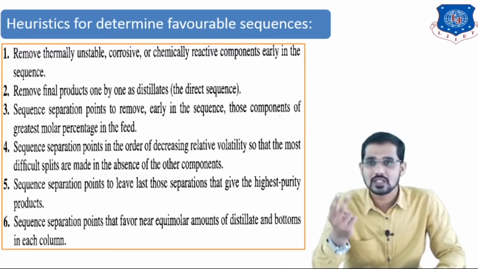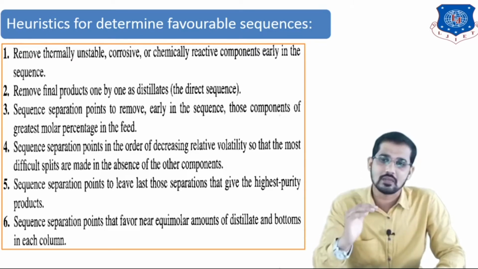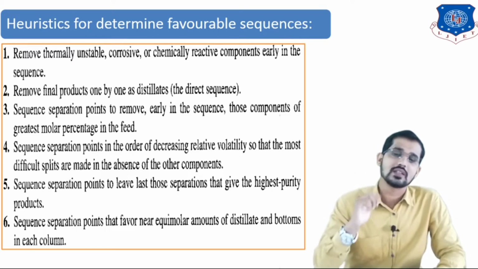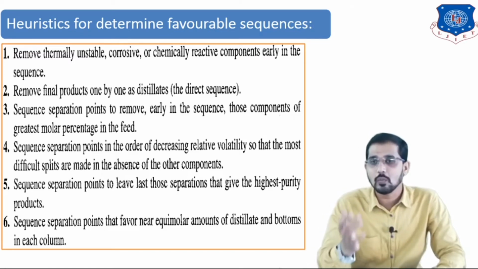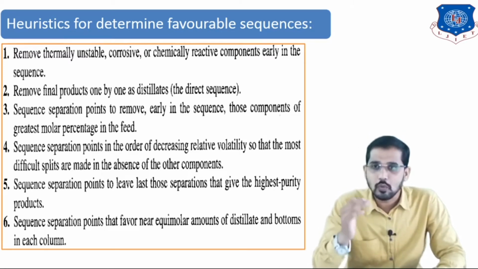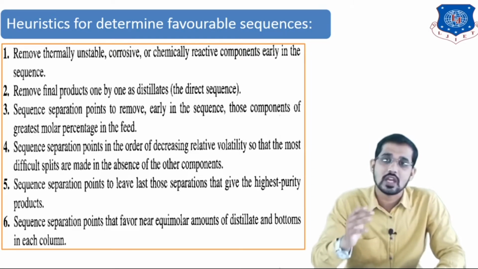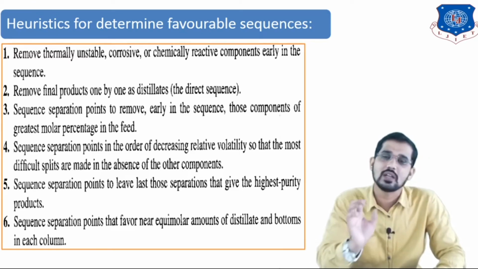So there are two different sequences. First one is a direct sequence and indirect sequence. In direct sequence, we are removing final products one by one. So you can see in direct sequences, we are removing final products one by one as a distillate. Final products one by one as a distillate means whatever the component which having the minimum boiling point, that is removed in early stages, and those components which is having a higher boiling point, that is removed in the final stage. That is nothing but direct sequence.